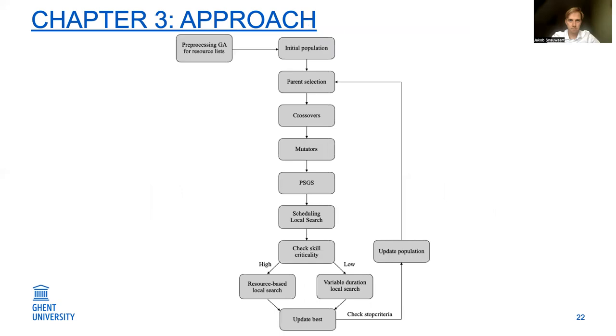Now, this is the main flowchart of our genetic algorithm. It is quite straightforward as a genetic algorithm, but it has two clear new elements: the pre-processing on the one hand, and secondly, two new local searches, which are based on the skill criticality. The skill criticality determines whether the skills in the project are scarce or not. So if there is high scarcity in the skills, we will use one local search, while if we have low skill criticality, we will use the other local search.